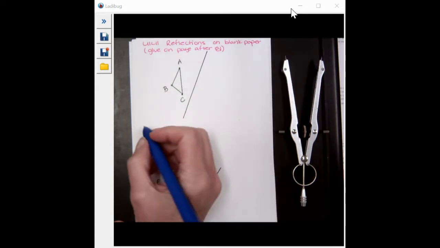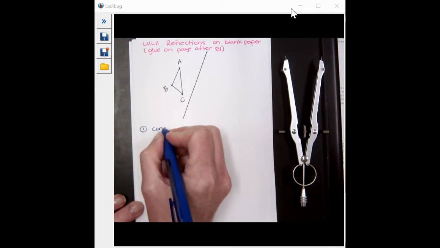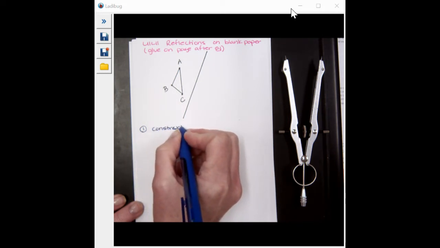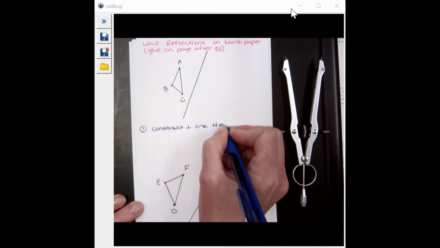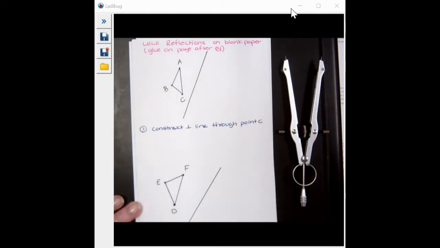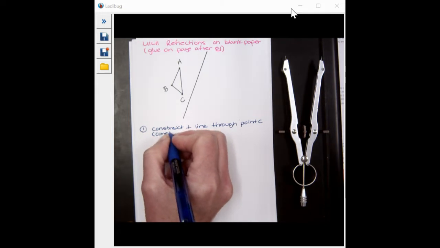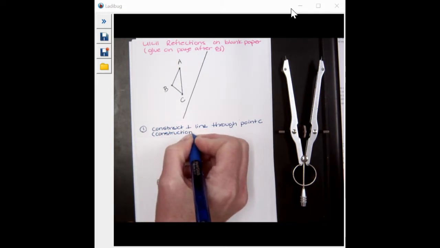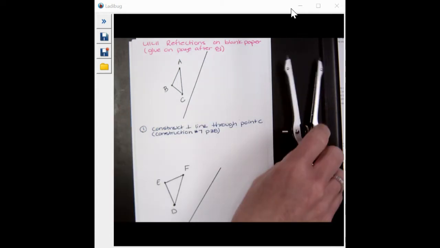So step one, when I'm doing this construction, is that I have to construct a perpendicular line through the point. In this case, it's going to be through point C is what I'm going to work with first. So this is construction number 7 from the first half of our unit. So we are doing construction number 7. And I believe that's page 38 if you need to look that up. So I'm going to do all those steps with you.